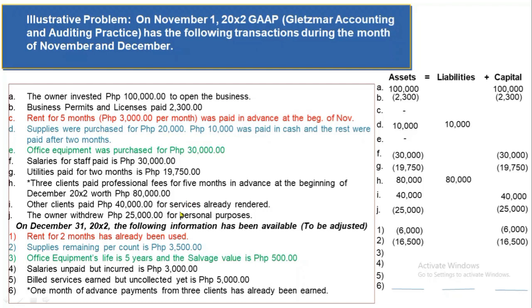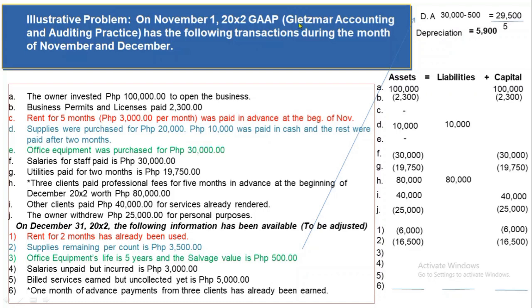Transaction number 3 is additional information about transaction letter E. It says that the 30,000 equipment has a salvage value of 500 and a useful life of 5 years. So in here, we need to compute the depreciation expense by first computing the depreciable amount. So we have 30,000, the historical cost, and the salvage value of 500. So we have a depreciable amount or depreciable value of 29,500, and then you divide it by the number of years of useful life. So we will have a depreciation per year of 5,900.